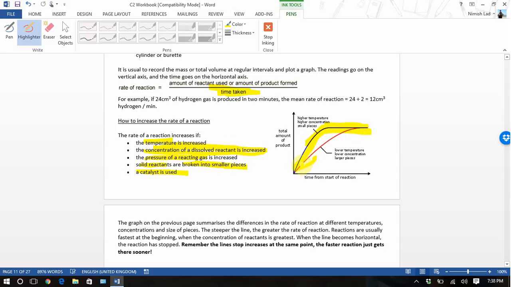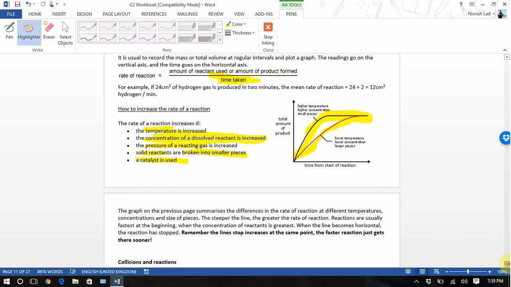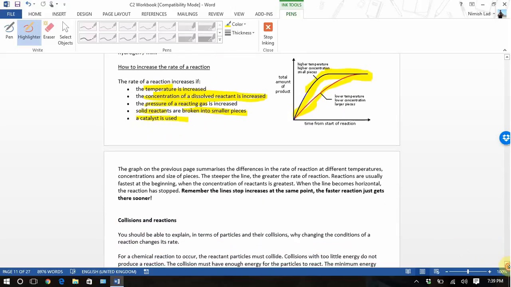Okay, so this one's happening slower, but it still levels off at the same point. It still stops reacting at the same point. So the graph summarizes the difference in rates of reaction with different temperatures, concentration, and size of pieces. The steeper the line, the greater the rate of reaction. So the blue line is the greater rate of reaction. Reactions are usually fastest at the beginning when the concentration of reactants is greatest. When the line becomes horizontal, the reaction has stopped. Remember, the line stops increasing at the same point. The faster reaction just gets there sooner. So it's just happening at a faster rate, it's just getting there sooner.